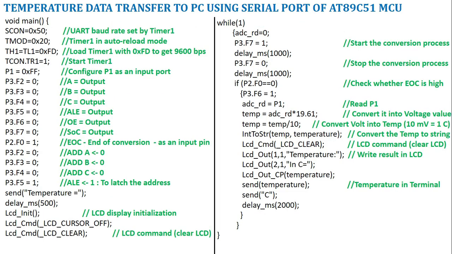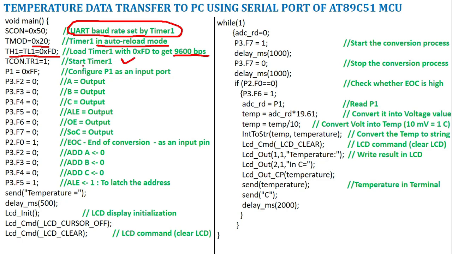Now let us start with the main program. Here the serial control is set with 0x50, which means I am going to configure the UART, and its baud rate is set by the Timer 1 overflow. TMOD is set with 0x20, which means Timer 1 is configured in auto reload mode. I have set TH1 and TL1 with 0xFD, which indicates a baud rate of 9600 bps. Then I am going to start the timer.